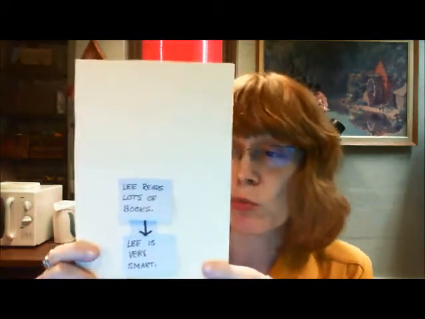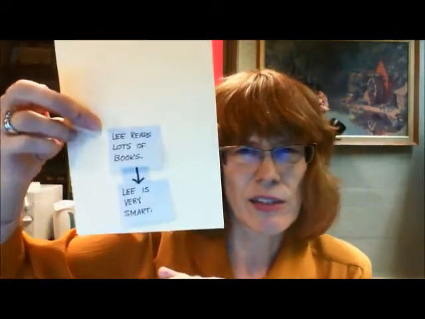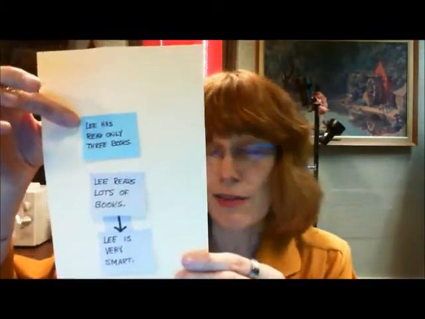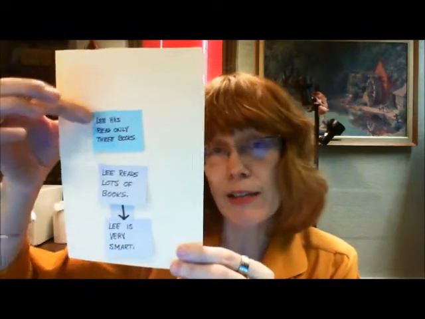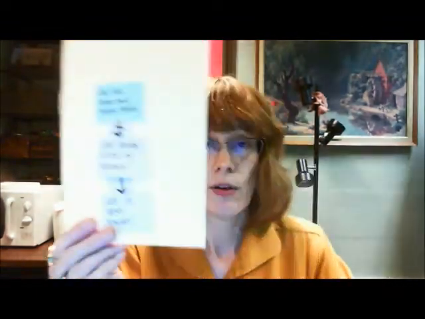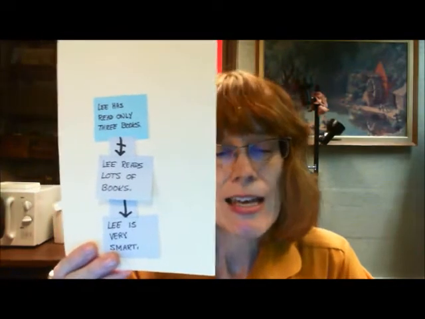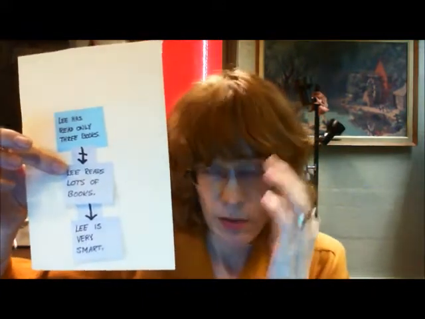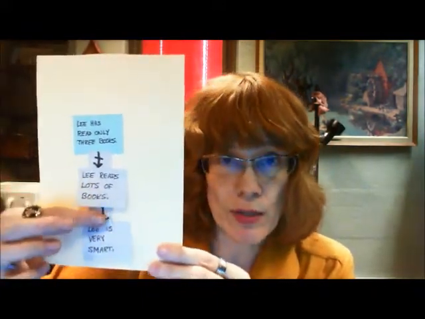For one thing, I suppose we might say, I don't think that Lee reads lots of books. In fact, I have reason to believe that Lee has only read 3 books in his entire life. Now this is a reason to believe this is false. The fact that Lee has read only 3 books is a reason to think it's false that he's read lots of them. So we would represent that relationship like that, right?